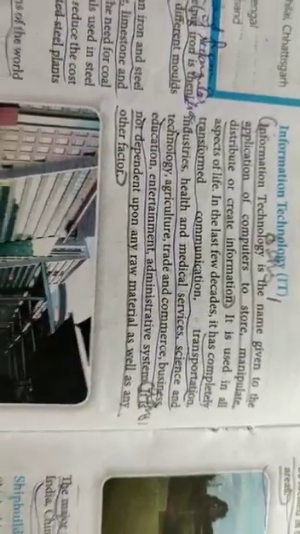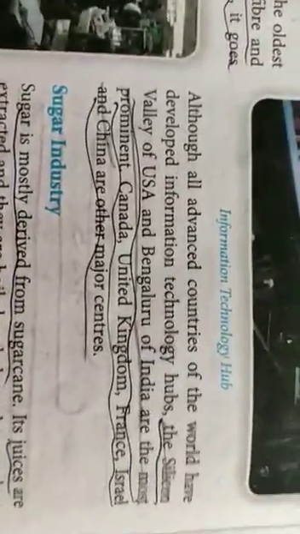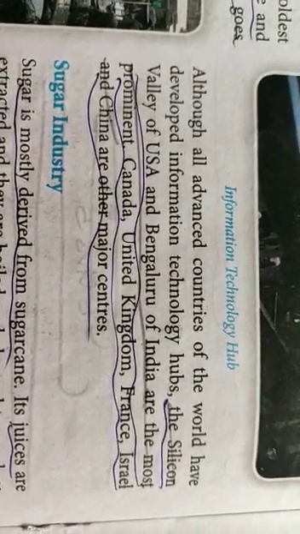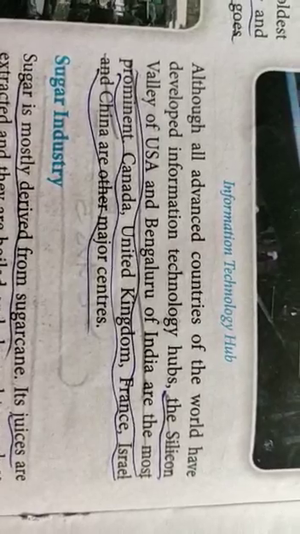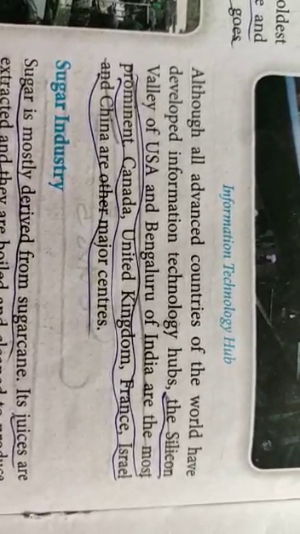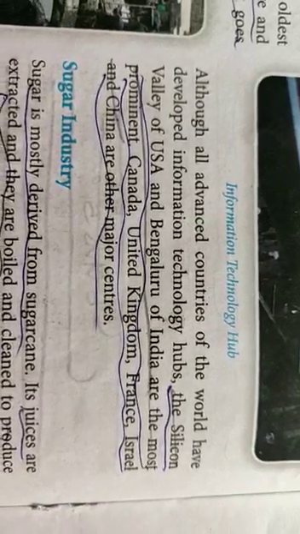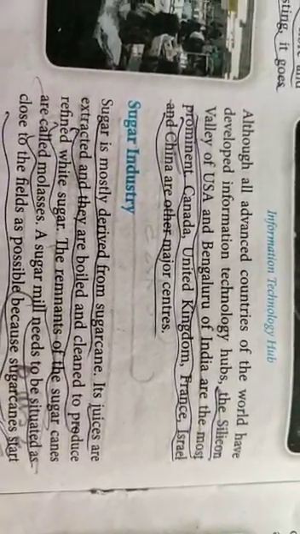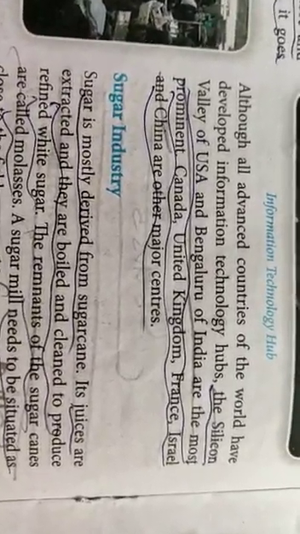It is not dependent upon any raw material or any other factor, but it is a huge industry. Although all advanced countries of the world have developed information technology hubs, the Silicon Valley of the US and Bangalore of India are the most prominent. Canada, United Kingdom, France, Israel and China are other major centers. So basically, all developed nations of the world are major centers of information technology.